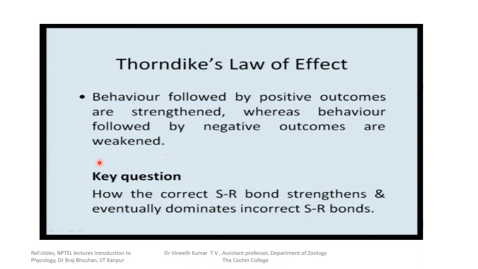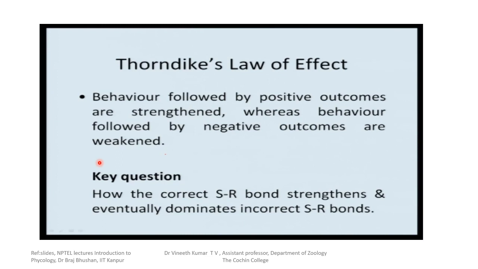Once the cat presses the lever, it receives a shock. That is a negative outcome, because pressing the lever inflicted pain on the cat. So the cat will try its level best to avoid such a behavior, which is causing harm to it. That is what Thorndike described: behavior which is followed by negative outcomes is usually weakened.